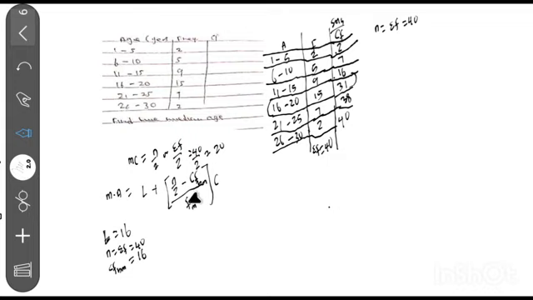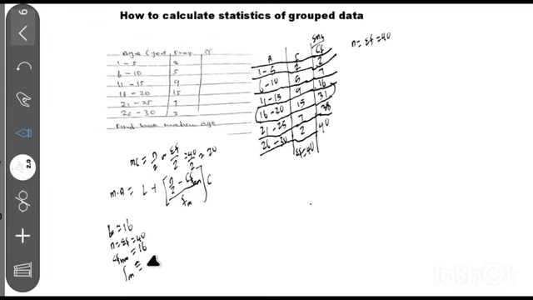So let's go to the frequency of the median class. That is F_M, the frequency of the median class. So we have the frequency of the median class, which is 15. So here we have 15.